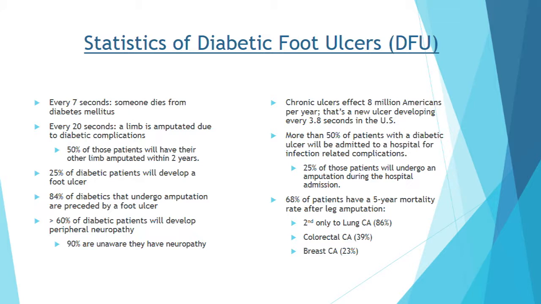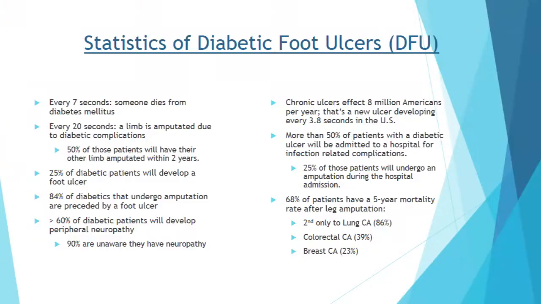84% of diabetics that undergo an amputation are preceded by a foot wound, meaning that foot wound had a complication, it got infected, and that's what caused them to undergo that amputation. 84%. Greater than 60% of diabetic patients will develop peripheral neuropathy, and 90% are unaware they even have it.